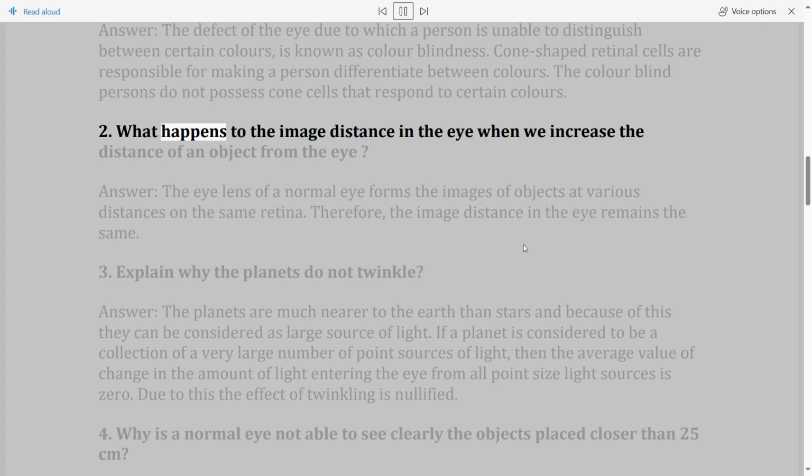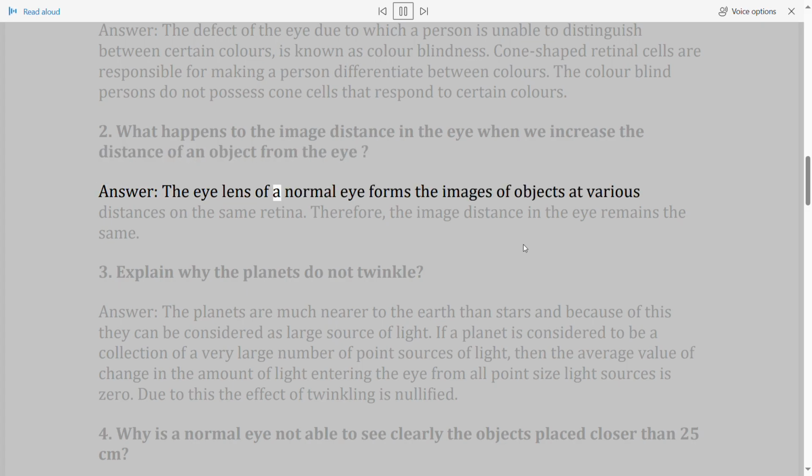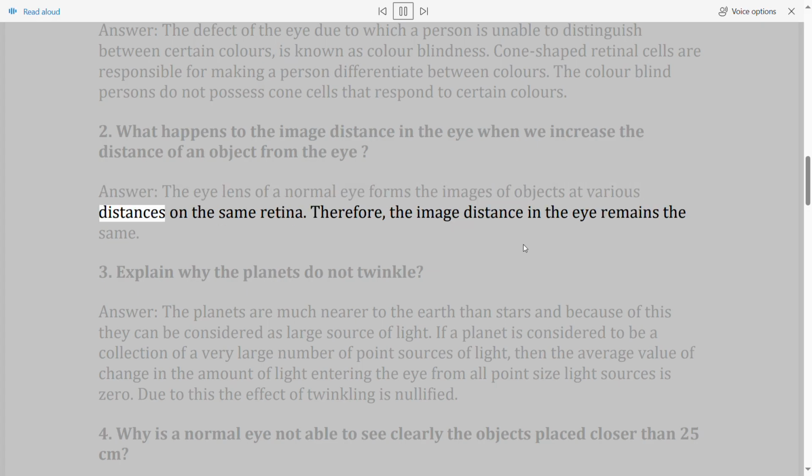2. What happens to the image distance in the eye when we increase the distance of an object from the eye? Answer. The eye lens of a normal eye forms the images of objects at various distances on the same retina. Therefore, the image distance in the eye remains the same.